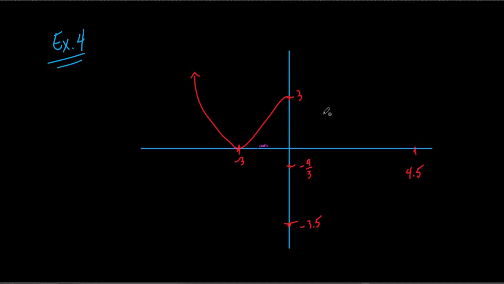Oh, I forgot one, didn't I? 3 halves, I'm sorry, 1 1/2. So let's put it about right there. That's 3 halves. Where should I put the 3 halves? Let's put that right there.